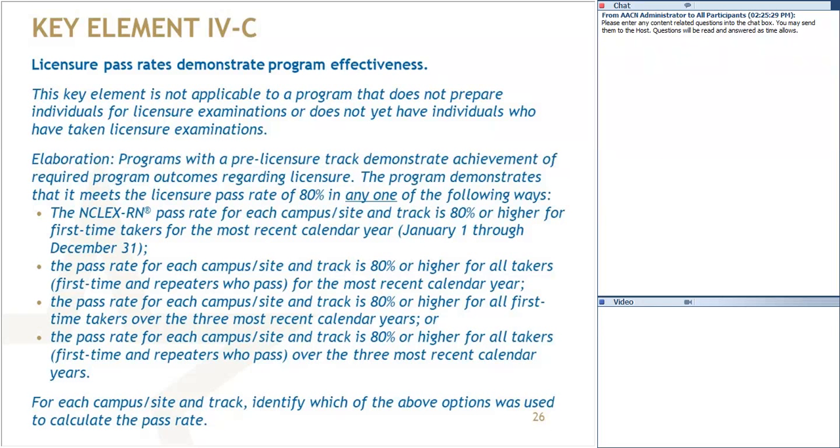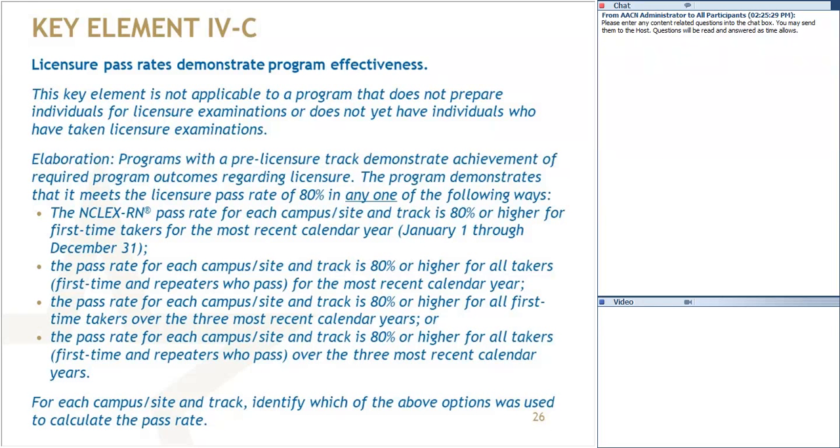If the pass rate for that campus site or track is 80% or higher for all takers, that would be individuals who took the exam first time and any repeaters who passed the exam. So we'll add the first time people that passed as well as any repeaters who passed. If that percentage reaches 80% for the most recent calendar year, there is compliance with this key element for that specific site and or track.